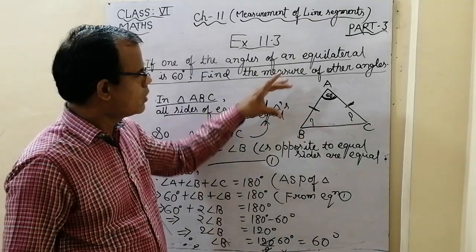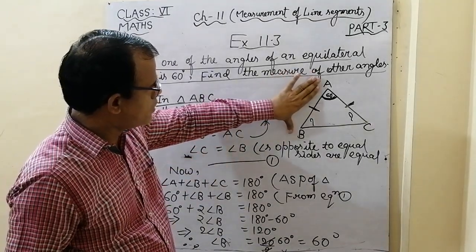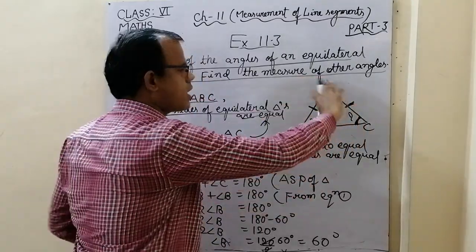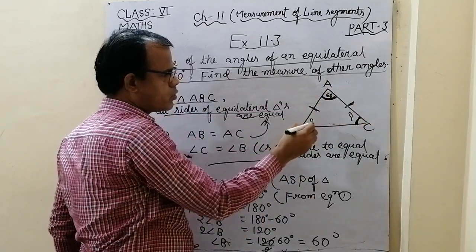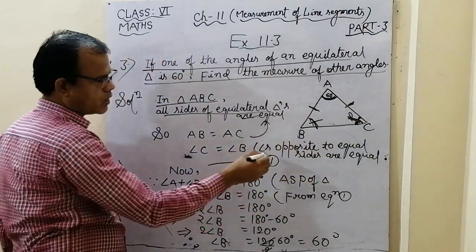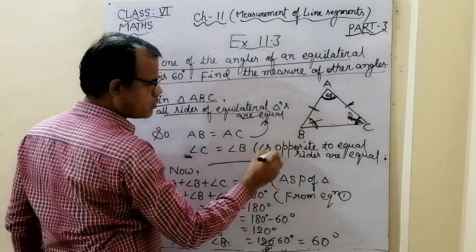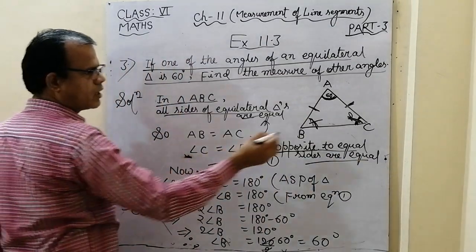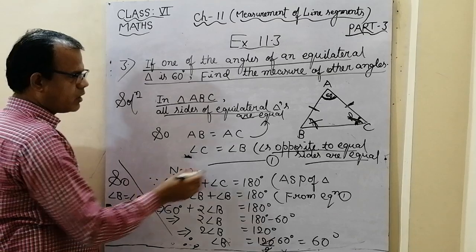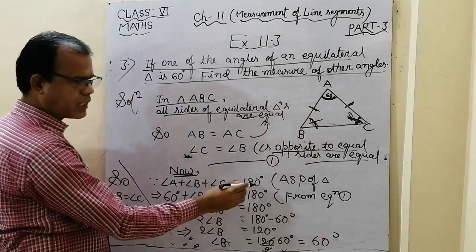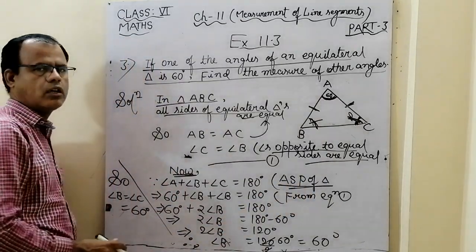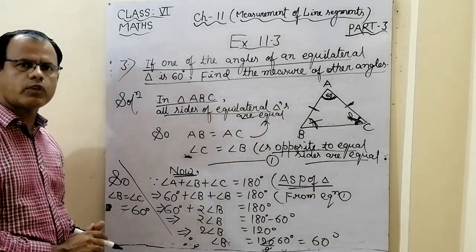Now look here, this side, AB side, and its opposite angle is C, this angle, and this side, AC side, its opposite angle this. So this angle equal to this angle. Why? Because angles opposite to equal sides are equal. Now angle A plus B plus C equal to 180 degree. Why? Because of the angle sum property of triangle, sum of all three angles of a triangle is 180 degree.